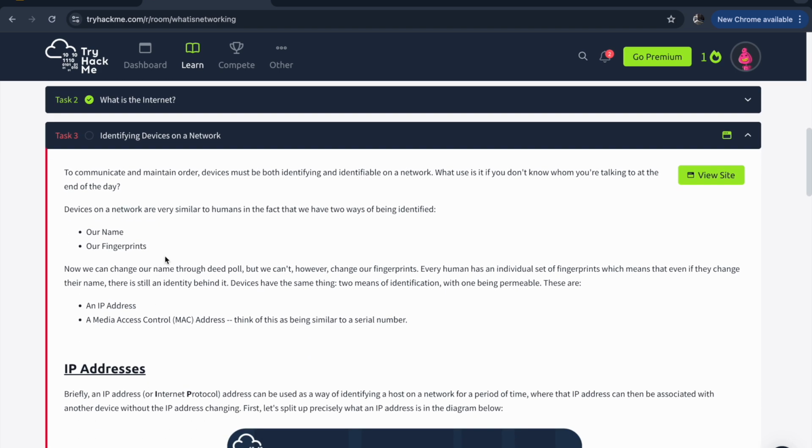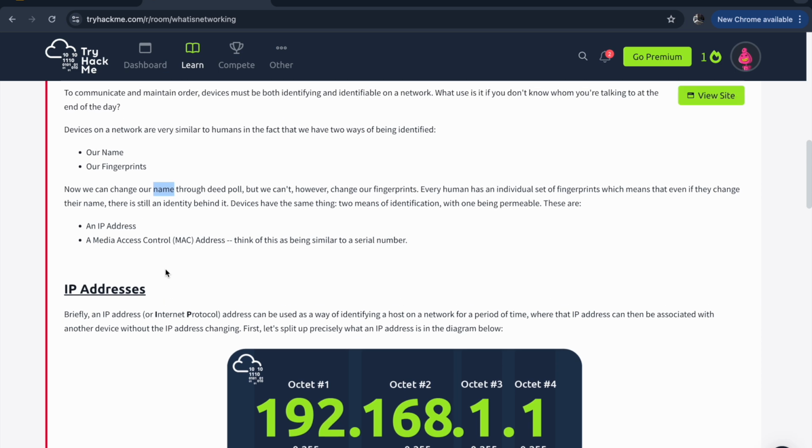So yeah, this is basically what it says here. We can change their name, but we can't change their fingerprints. Every human has an individual set of fingerprints, which means that even if they change their name, there's still an identity behind it. Devices have the same thing, two means of identification, with one being changeable. These are an IP address, which is again the name, and the Media Access Control address, or MAC address, the fingerprints.